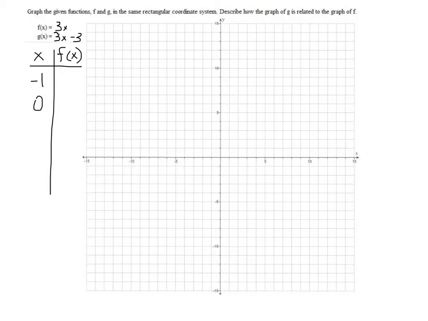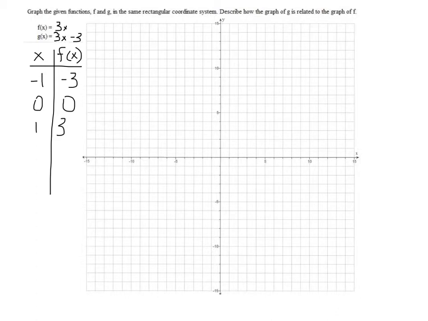And I like to pick a positive one and negative one and throw 0 in there. So if I plug negative 1 in for x, I get negative 3, because 3 times negative 1 is negative 3. 3 times 0, when I plug 0 in for x, gives me 0. And 3 times 1, when I plug in 1 for x, gives me 3. So I have 3 points there.